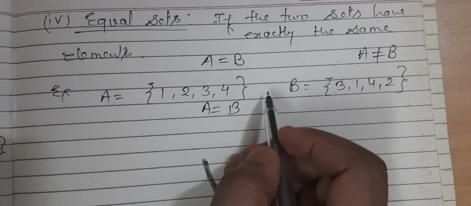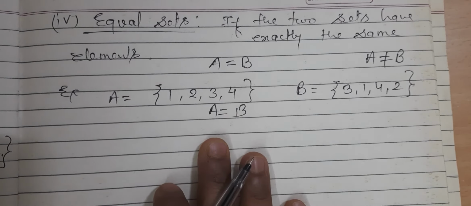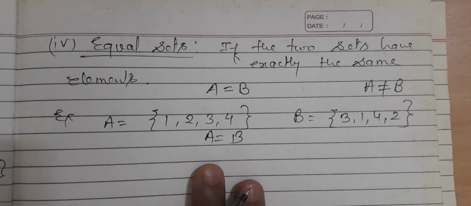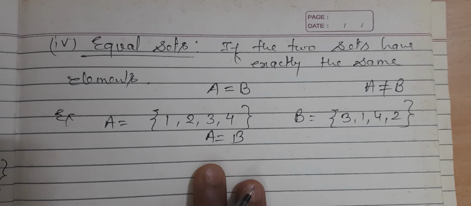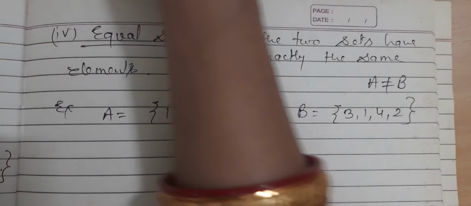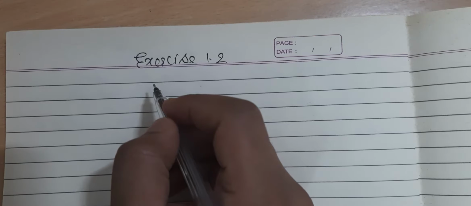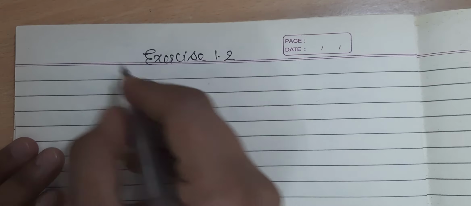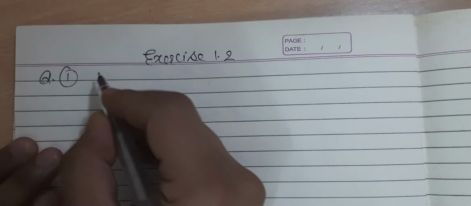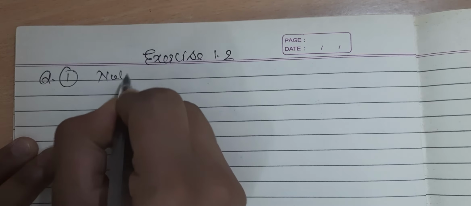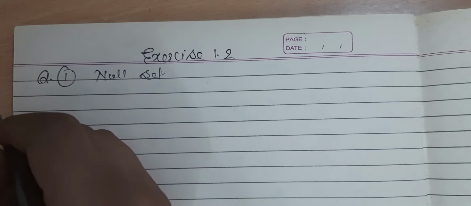Now we will solve questions based on these definitions: finite set, infinite set, equal sets. So now we will solve exercise 1.2. Now see the questions from exercise 1.2. Question number 1 is, which of the following are examples of null set? We have to identify the null set.